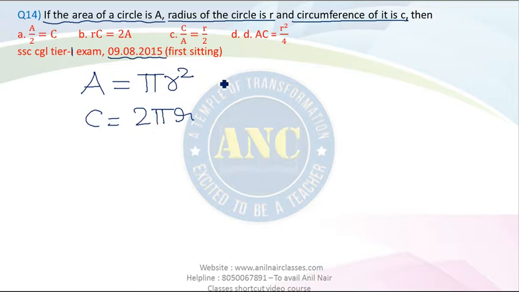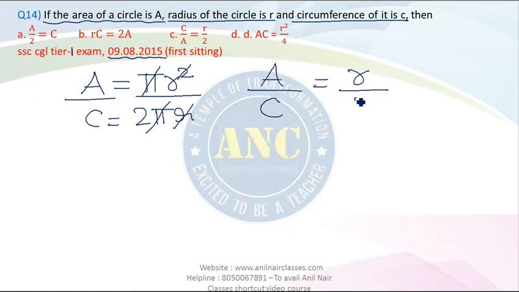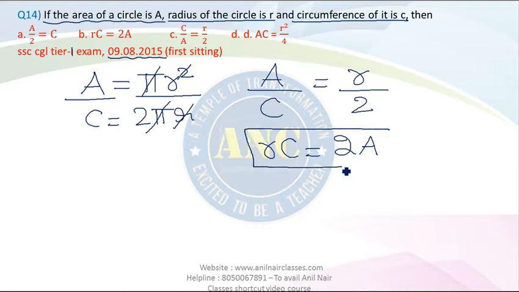That means you need to find the relationship between circumference, area and the radius. It is very easy, sir. If I divide one by the other, pi will cancel, one r will cancel. A by c will be equal to r by 2. If I cross multiply and simplify, this becomes rc is equal to 2a. rc is equal to 2a is what is given in option B. Therefore, that should be the correct option.